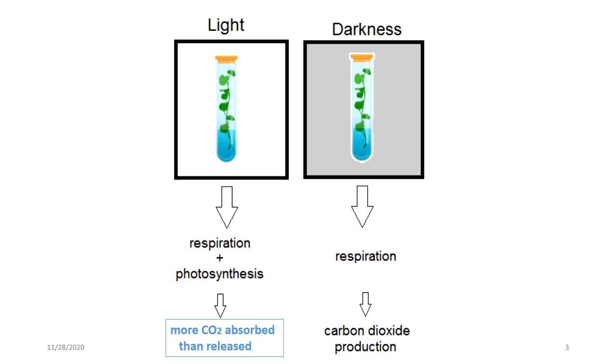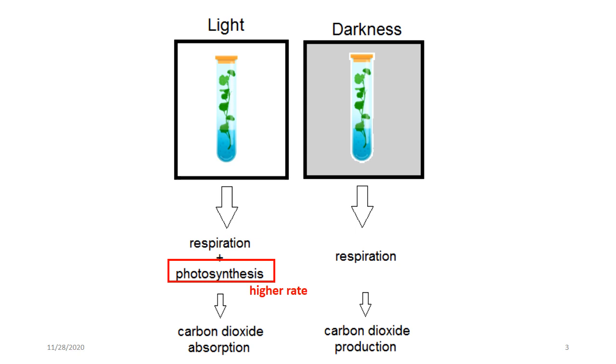At the beginning of the experiment, the pH of the medium was neutral and the pH indicator was pink in color. In tube 1, the plant is placed in light, so, it undergoes two biological processes, which are respiration as well as photosynthesis, but of course, the photosynthesis rate is much higher than that of respiration. As a result, more carbon dioxide will be absorbed by the plant than released, and as a consequence, there will be an overall carbon dioxide absorption.